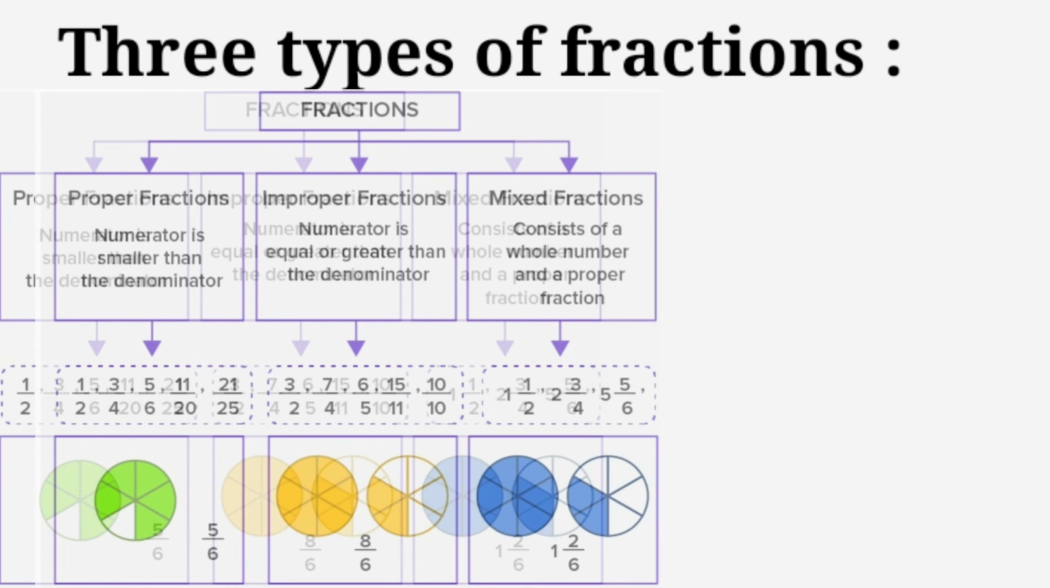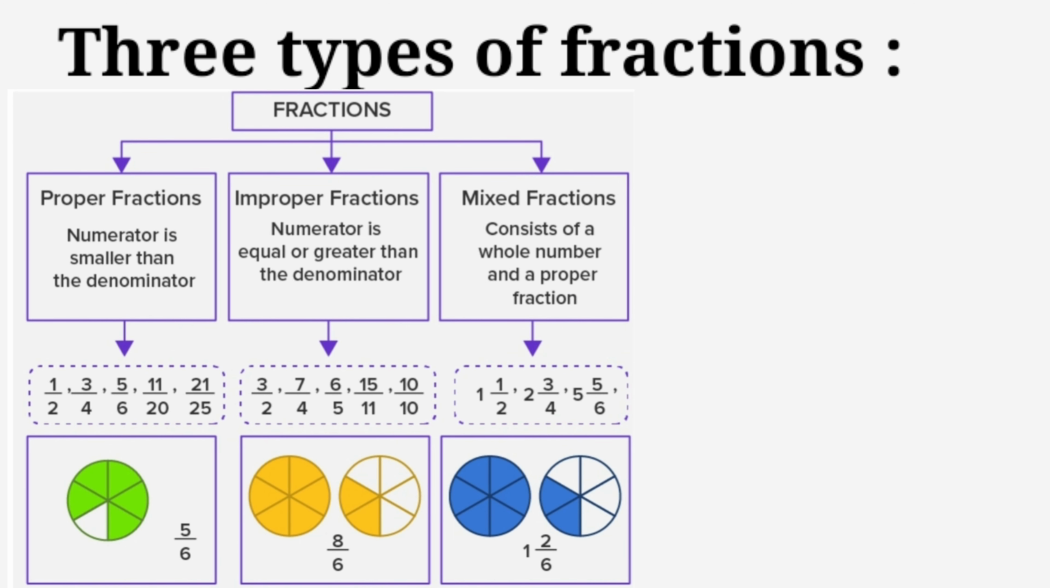And in fraction, basically we have three types of fraction. First, proper fraction, second, improper fraction, and the third, mixed fraction. Proper fraction is one in which the numerator is less than the denominator, and improper fraction is one in which the numerator is equal to or greater than the denominator. And mixed fractions consist of a whole number and a proper fraction, and there are some examples along with the figure. I hope students that you are getting this figure along with the example.